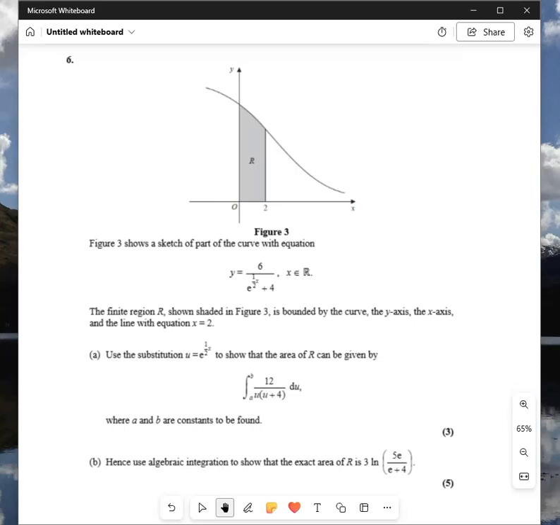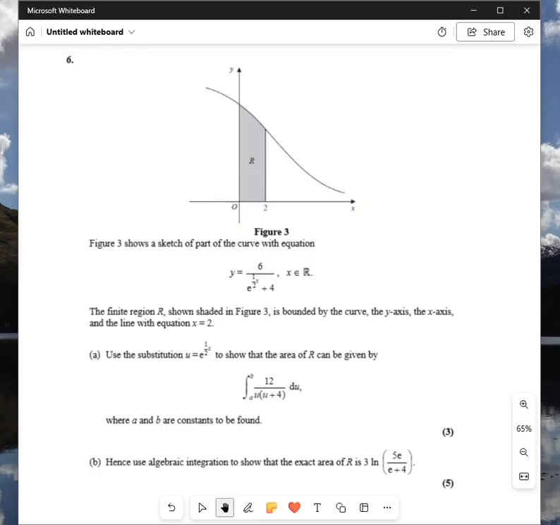So for this question, we can see we've got a curve here, and it's got the equation y is equal to 6 over e to the half x plus 4. We have region R bounded by the y-axis, x-axis, and the line x equal to 2. So we want to show the area. We know we're going to integrate to find the area under a curve, and we are showing that it's given by that expression there.